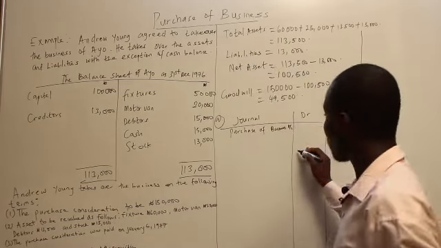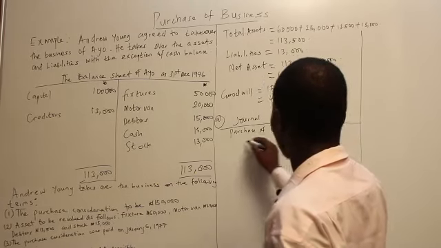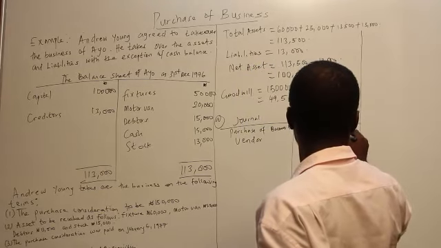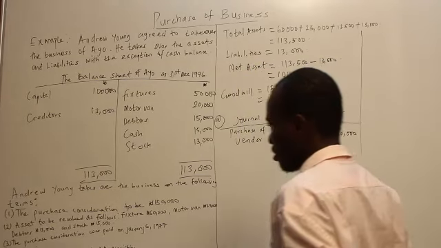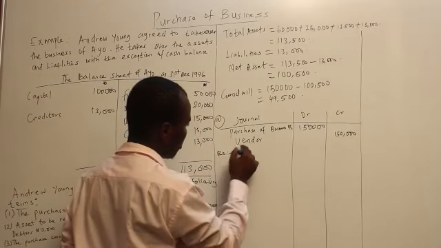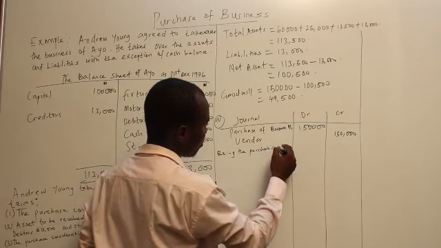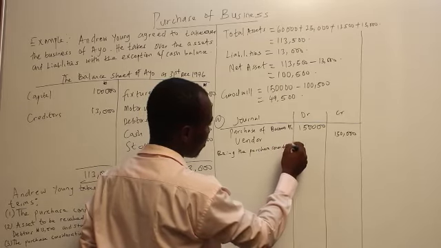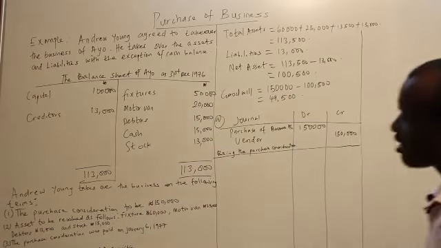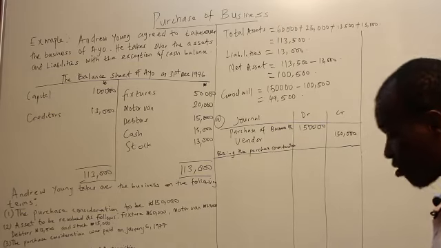With the purchase consideration, which is 150,000 naira, we credit the vendor account. That is the double entry: 150,000 naira, being the purchase consideration during the period.